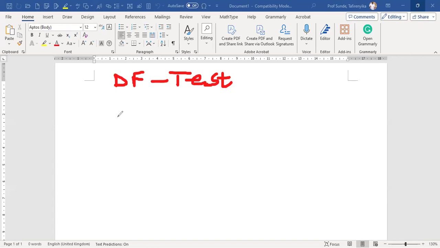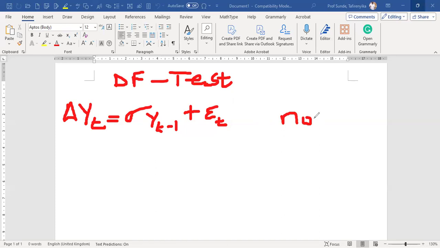The first Dickey-Fuller test equation is given by a change in yt equal to sigma yt minus 1, plus a white noise error term. White noise means that we expect this to have zero mean and constant variance. It must have those properties. This equation is being tested without constant and without trend, and we say we are testing it at none. When you are in EViews, you are testing it at none.